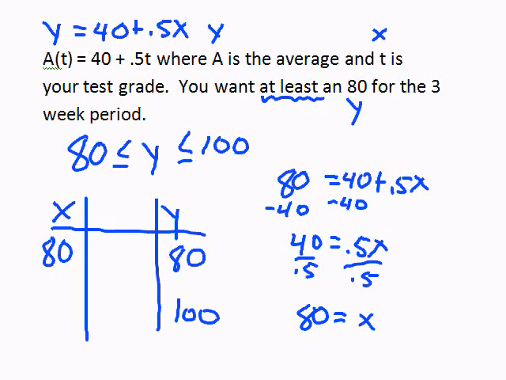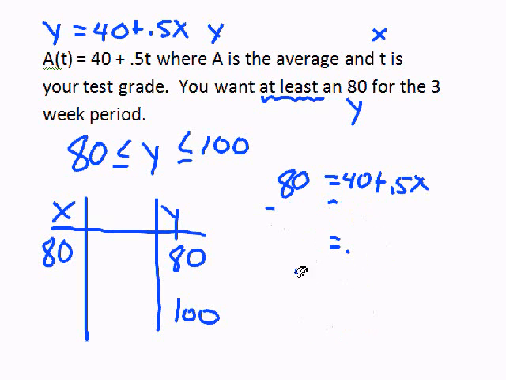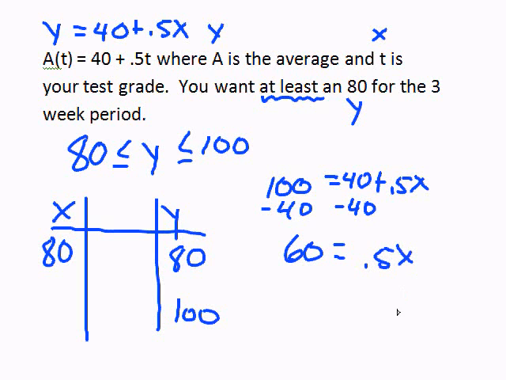For the second one, you would have done the exact same process, except instead of putting in 80, we're going to put in a 100 for y. Again, subtract 40, and 100 minus 40 gives us 60 equals 0.5x. To get x by itself, we divide both sides by 0.5, and we get x is equal to 120.